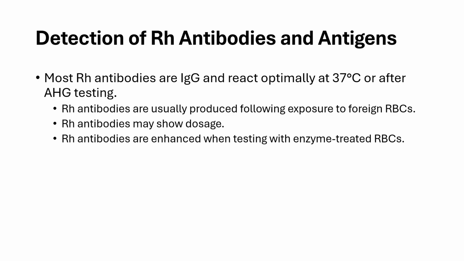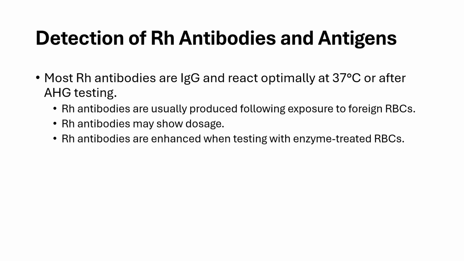Most Rh antibodies are of the IgG class, which means they react best at body temperature, which is 37 degrees Celsius, or during the antiglobulin phase, after the addition of the anti-human globulin during that testing. These antibodies are typically produced following exposure to foreign Rh antigens, such as through blood transfusion or pregnancy with an Rh positive fetus. Rh antibodies often will show a dosage effect, meaning they react more strongly with red blood cells that are homozygous for the antigen compared to the heterozygous cells.